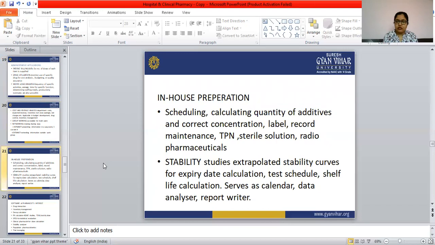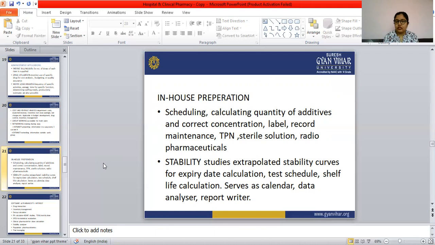There must be a database or software present in that computer. With the use of that computer software we will calculate the quantity of the additives as well as the correct concentration. We can label and we can record the maintenance with the help of the computer. TPN, sterile solution, radiopharmaceuticals, the computer is very widely used. Stability studies, extrapolated stability curves for the expiry date calculation, test schedule, shelf life calculation, we can do with the help of the computer.